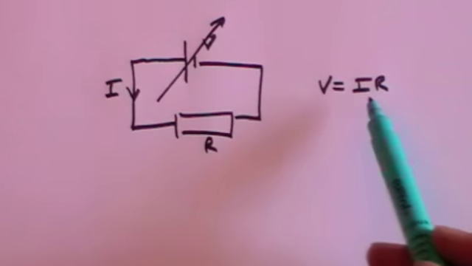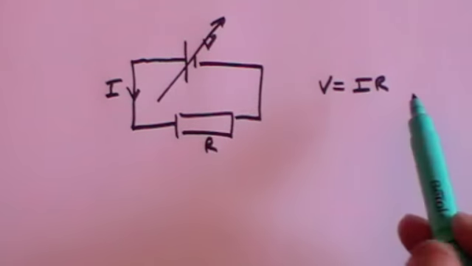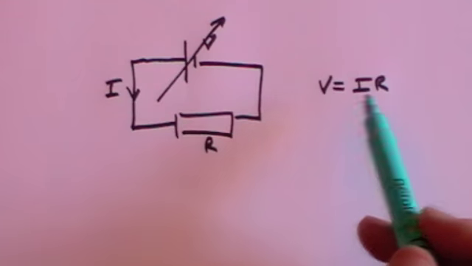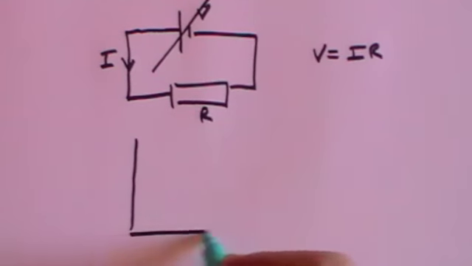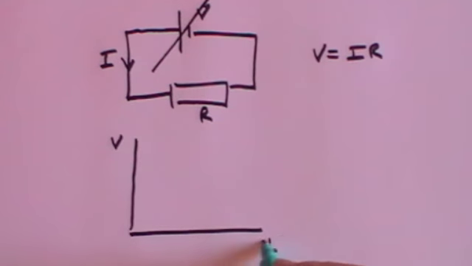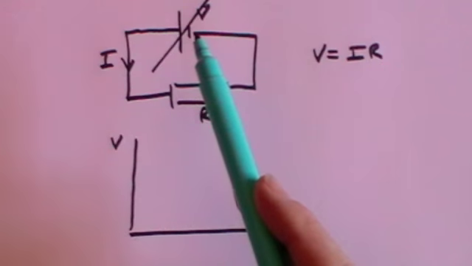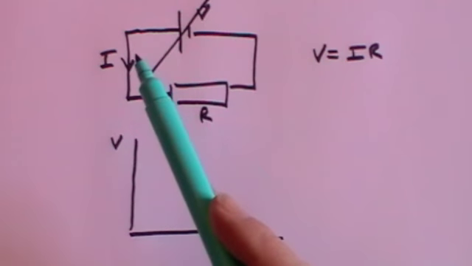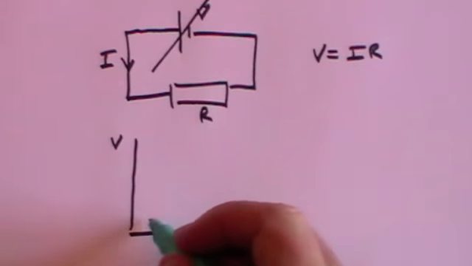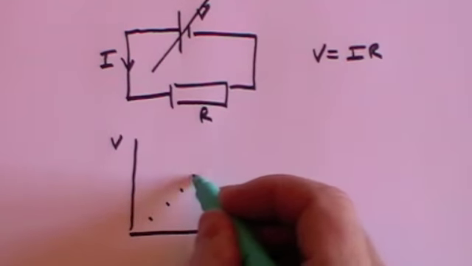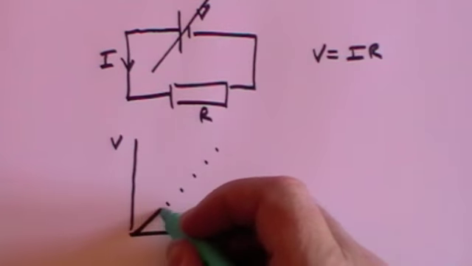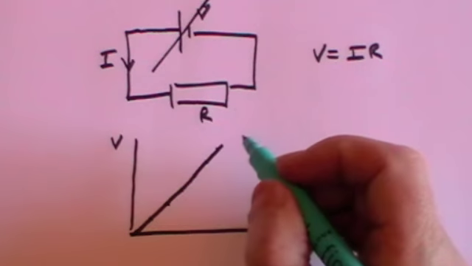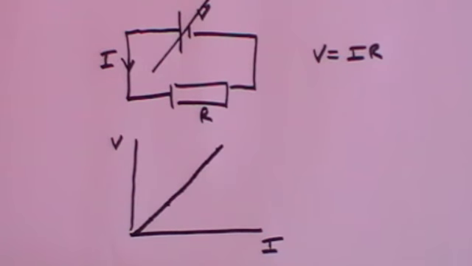As I increase the voltage, since the resistance doesn't change, the current is going to increase. If I plot a graph of voltage against current, every time I change the voltage, I put the ammeter in the circuit and read the current. What I will find is a series of results for voltage against current, and they will all be on a straight line, and that straight line will go through the origin.